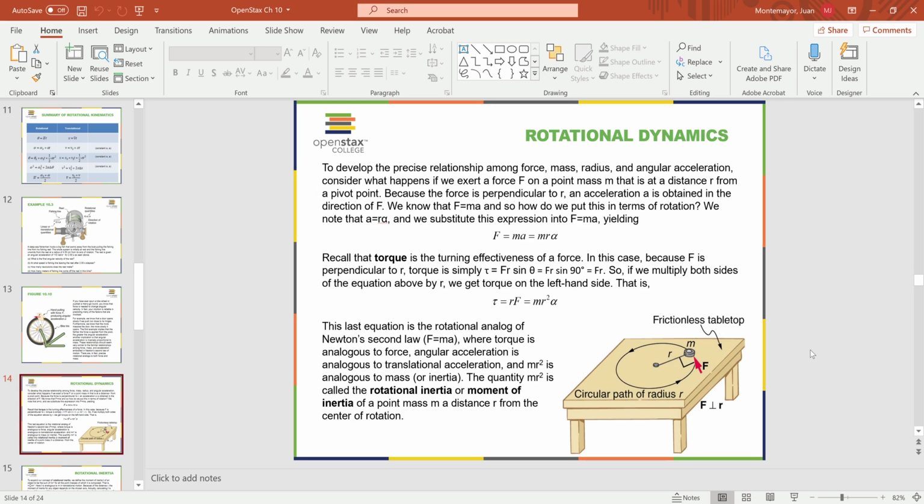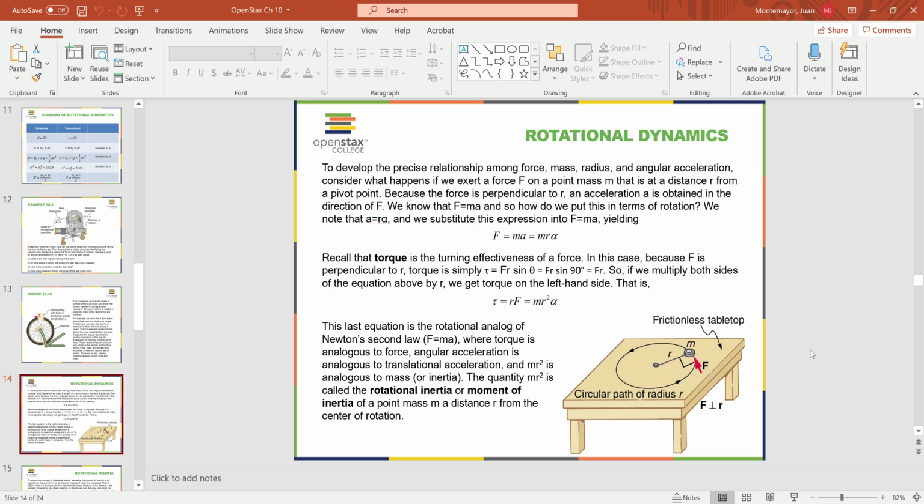So if we multiply both sides of the equation above by r, we get torque on the left-hand side. That is, our tau is equal to rF, but we know our F now is equal to m r alpha from above. So we get two radiuses, so we get m r squared times alpha. This last equation is a rotational analog of Newton's second law, F equals ma, where torque is analogous to force, angular acceleration is analogous to translational acceleration, and m r squared is analogous to mass or inertia.